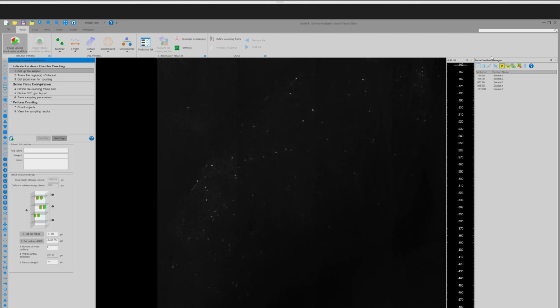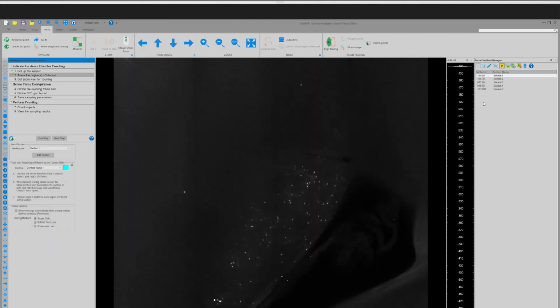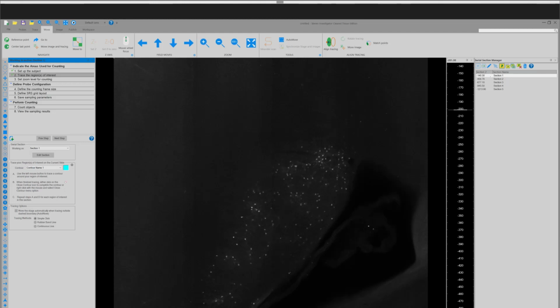And it populates over here in the Serial Section Manager, 5 virtual sections. It brings me to a random place in the middle of the first virtual section. And now my job is to trace the region of interest. I can focus up and down a little bit to see how big that region might be in this virtual section. Now I'm going to go ahead and trace that region. And then go to Next Step.